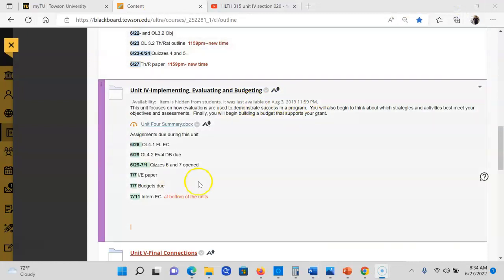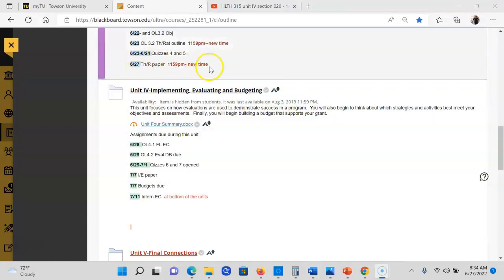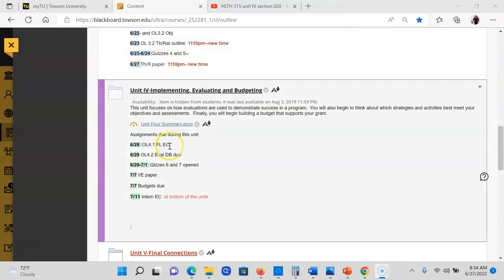So here is the Blackboard page again. Tonight by 11:59, your theory and rationale paper. Extra credit is due by tomorrow night. Discussion board is due by Wednesday night. Quizzes 6 and 7 are open the 29th to the 1st. And then your IE paper and budget papers are not due until the 7th. Both of these papers are relatively easy, but they take a lot of time.